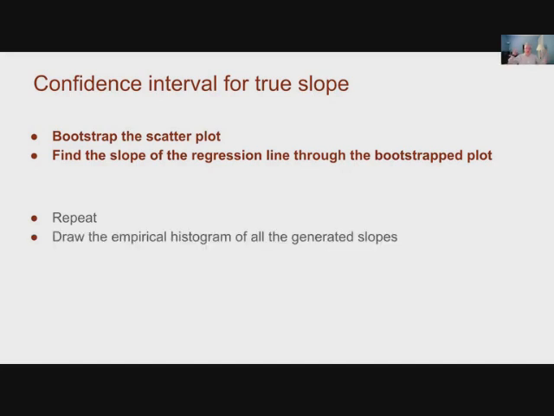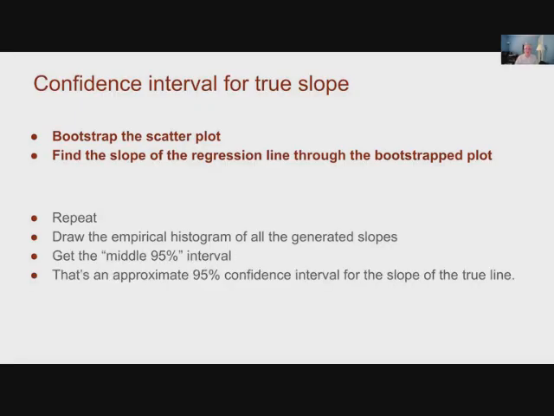We're going to draw histograms of all the generated slopes, just like we did with the prediction. But we're not just doing a prediction for a particular value. We're now generating histograms of all the generated slopes. And then we can take our middle 95% interval. This is going to give us our confidence that the slope is actually the true line.